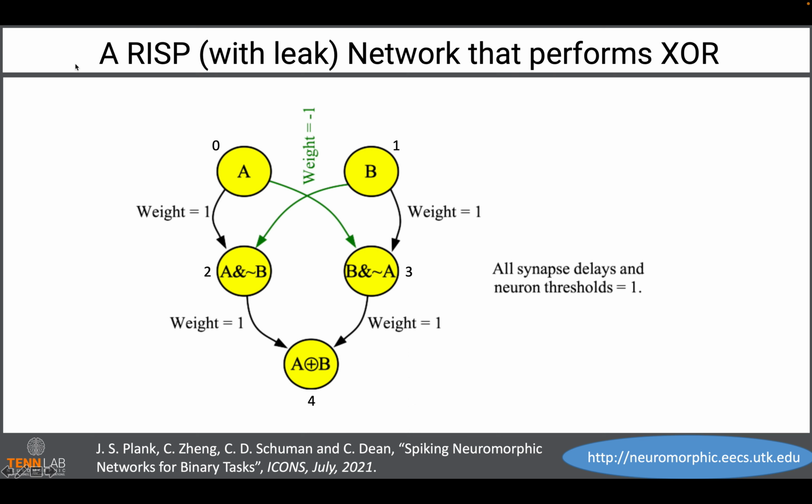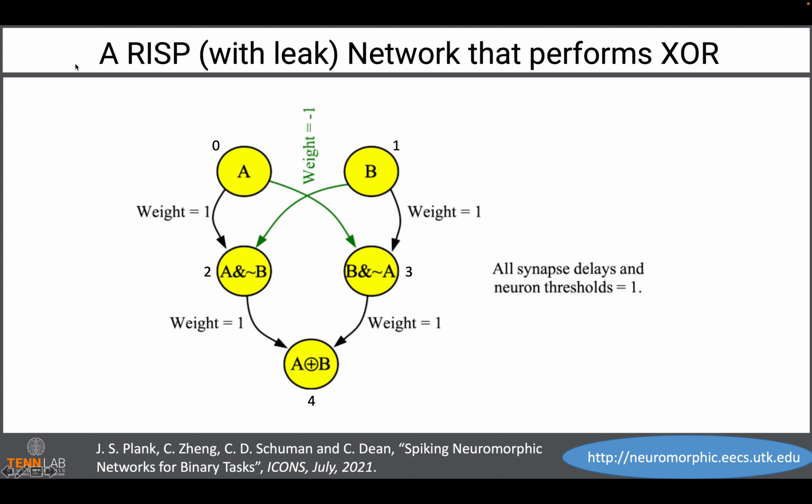Okay, here's a network that we've developed with RISP, and this network performs an XOR operation. Now, it's a little busy on the picture, but basically we are performing the XOR of 2 values, A and B. Each of those corresponds to an input neuron. They're labeled A and B, and I also have the numbers so that the neurons are numbered 0 through 4 because there are 5 neurons. So the A neuron is numbered 0, and the B neuron is numbered 1, etc.